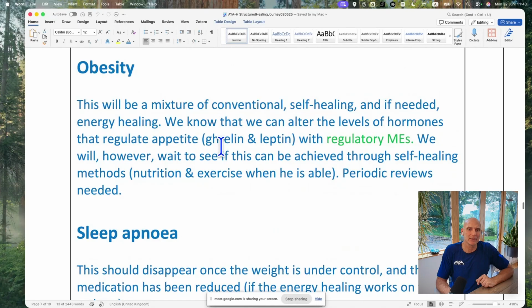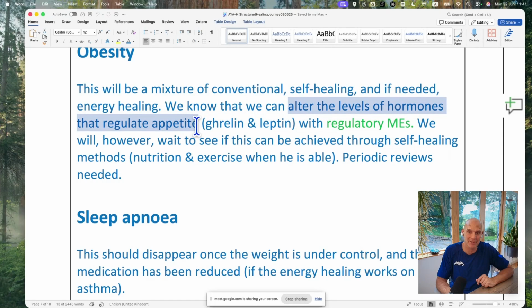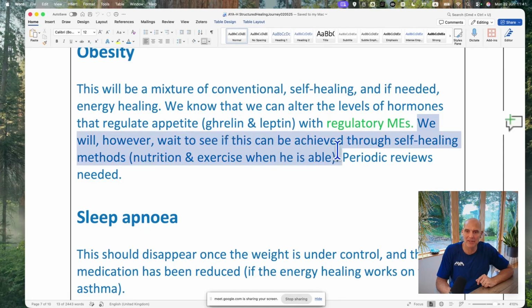Next is obesity. So this will be a mixture of conventional, self-healing, and also energy healing. Now we know that it is possible to alter the levels of hormones that regulate appetite, ghrelin and leptin. However, we're going to wait to see if this can be achieved through self-healing methods first. So nutrition and exercise whenever he's able to start that.